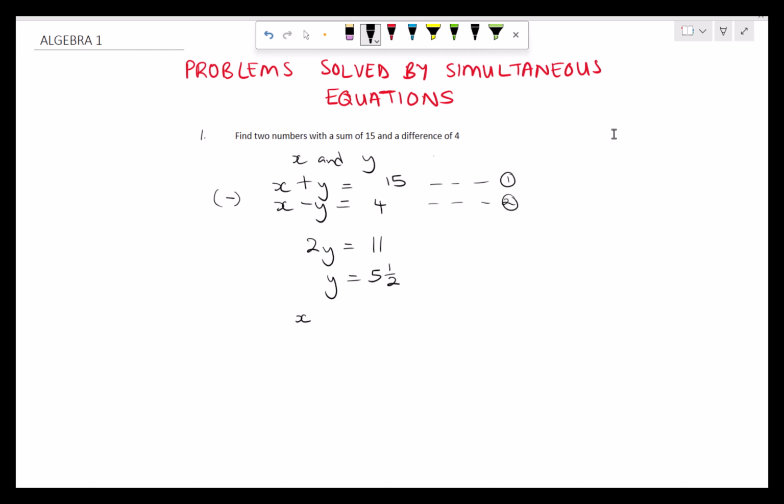x plus 5.5 is equal to 15. That means x is equal to 9.5. Our two solutions are x is equal to 9.5 and y is equal to 5.5. If you add these numbers, 9.5 plus 5.5, you get 15. And if you subtract 9.5 minus 5.5, you get 4. So these are our solutions.